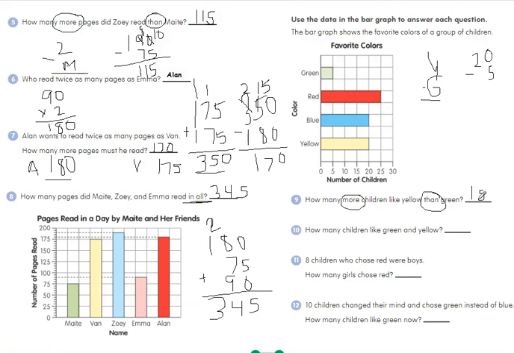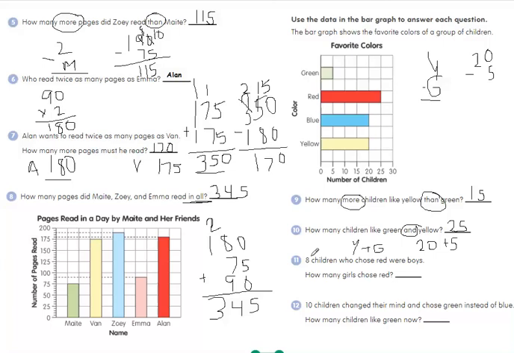How many children like green and yellow? So our keyword here is "and." If we have "and," that means we're adding yellow and green. So yellow is 20 and green is 5. So this answer would be 25.